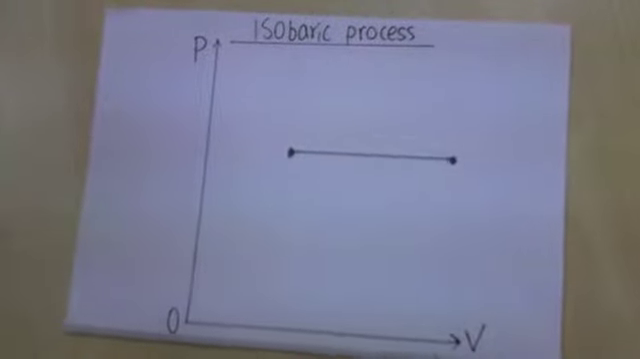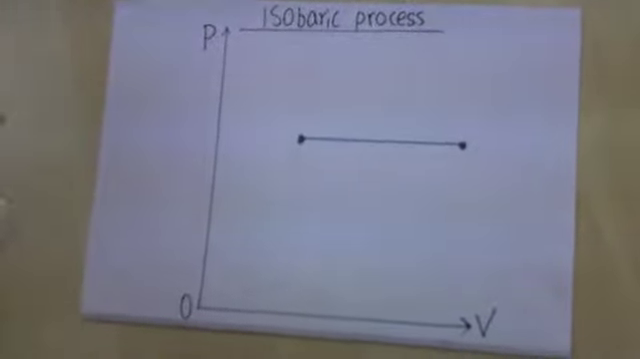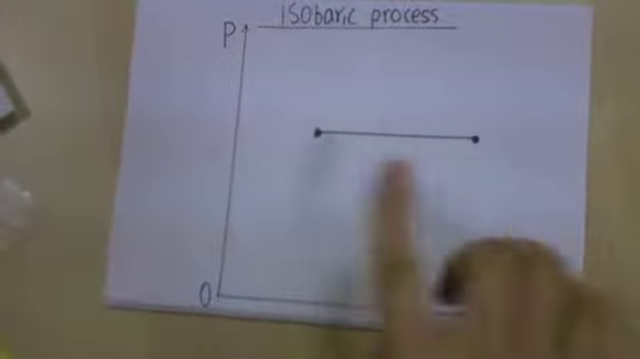In isobaric process, volume increases and pressure is constant, so it can be represented like the flat line.